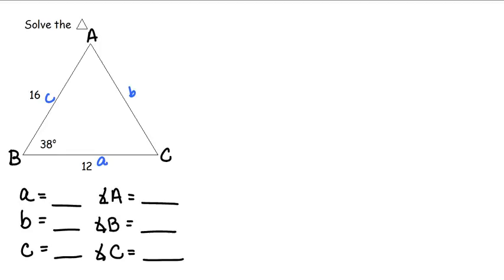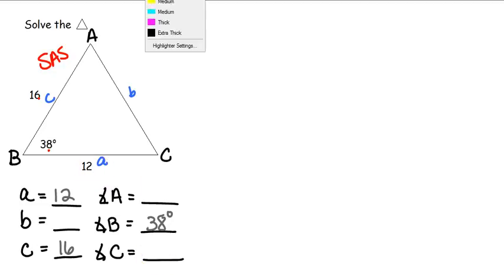So the information that we are given is that side A is 12, side C is 16, and angle B is 38. When we look to see how those are related, we have side, angle, side. And we need side, angle, side for our law of cosines. We will always be given 3 pieces of information, and we have to solve for the remaining 3. So what we're looking to solve are these 3 pieces of information.